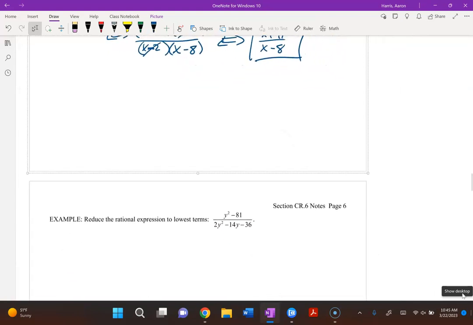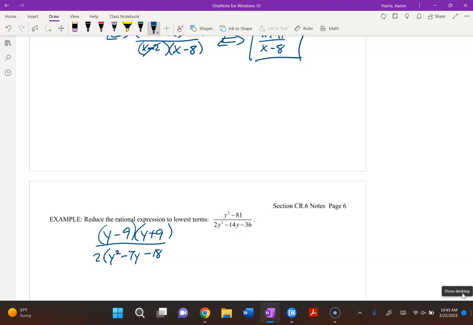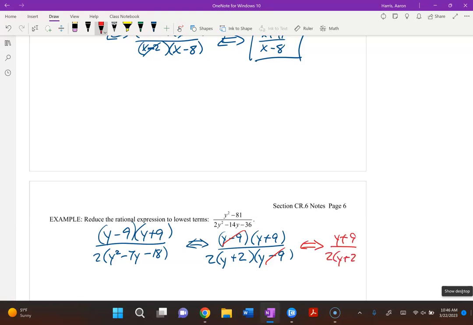So we'll go to difference of squares. So we got y minus 9, y plus 9. Notice on the bottom I can take a 2 out of everything before I do this. Now I want to factor that y squared minus 7y minus 18, which will factor into y plus 2, y minus 9. And then you notice those will cancel. So you're left with y plus 9 over 2, y plus 2.